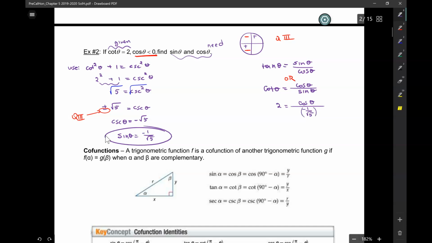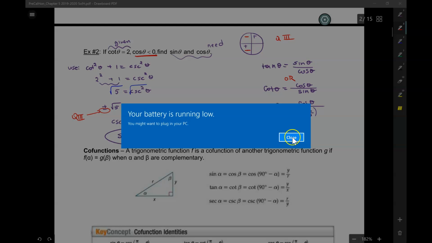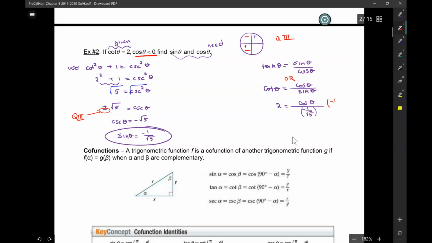So now I'm going to multiply both sides by negative 1 over root 5. Whenever you have something in the denominator and you want to get rid of it, you multiply both sides by the whole denominator. And so what's cosine? Negative 2 over root 5.